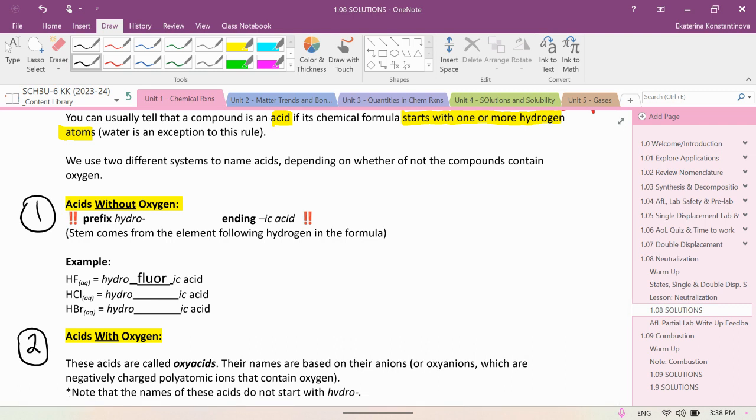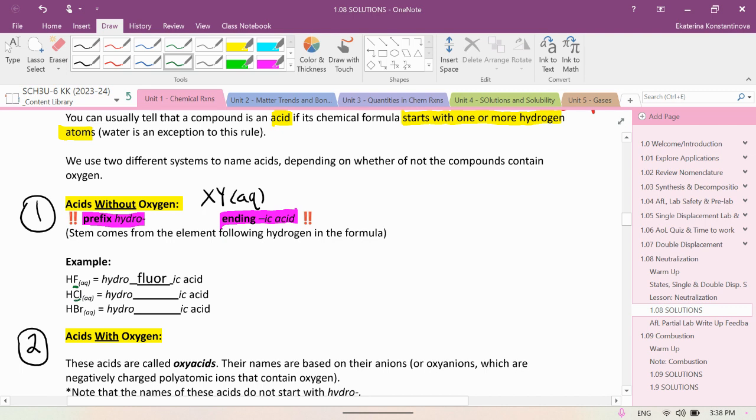So when you have an acid without oxygen, with this generic formula, you're going to use the prefix hydro and end it in ic acid, okay? The stem or base of the acid comes from the name of the element following the hydrogen in the formula. So look over here, HF: F is fluorine. It does not have any oxygen in this formula, so it's just hydrofluoric acid.